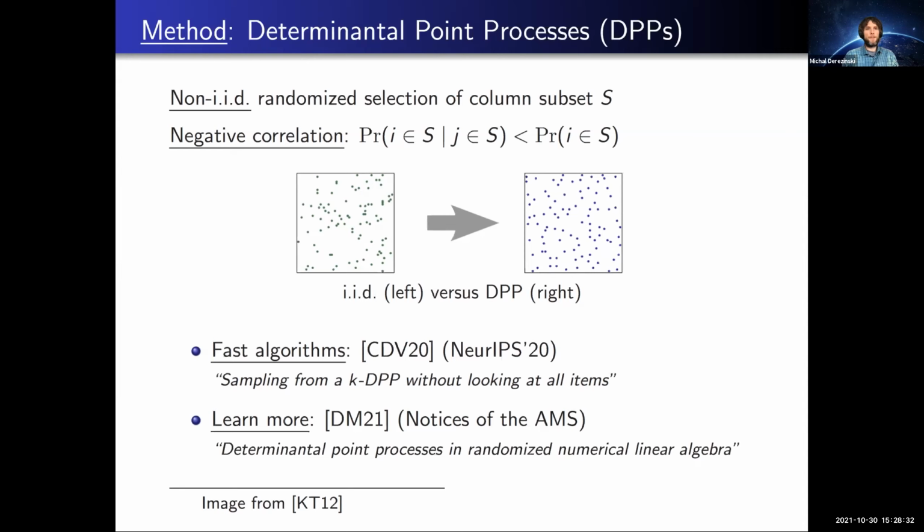DPPs have found many applications in machine learning for the past 15 years or so, including in recommendation systems, experimental design, and stochastic optimization. And they can be implemented very efficiently with runtimes faster than singular value decomposition of the data. So if you want to learn more or try this out yourself, I provided a couple of references here, including state-of-the-art implementation and a short survey about DPPs and their applications.